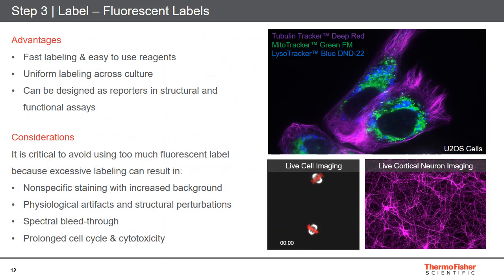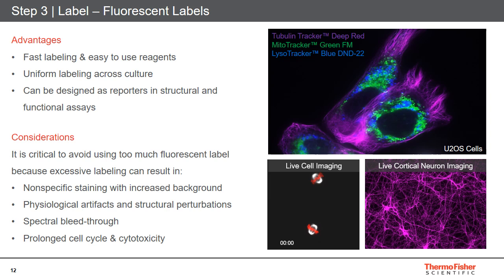So here we have an example of a live cell, a U2OS cell specifically, that's labeled with 3 different tracker dyes. Many of our trackers are indeed intended for live cell imaging. Here we have a cell labeled with 3 different live cell compatible trackers: a tubulin tracker deep red, a mito tracker green, and a lyso tracker blue. So we're of course able to not only label these specific structures, but to multiplex using multiple dyes in order to visualize different structures at once.